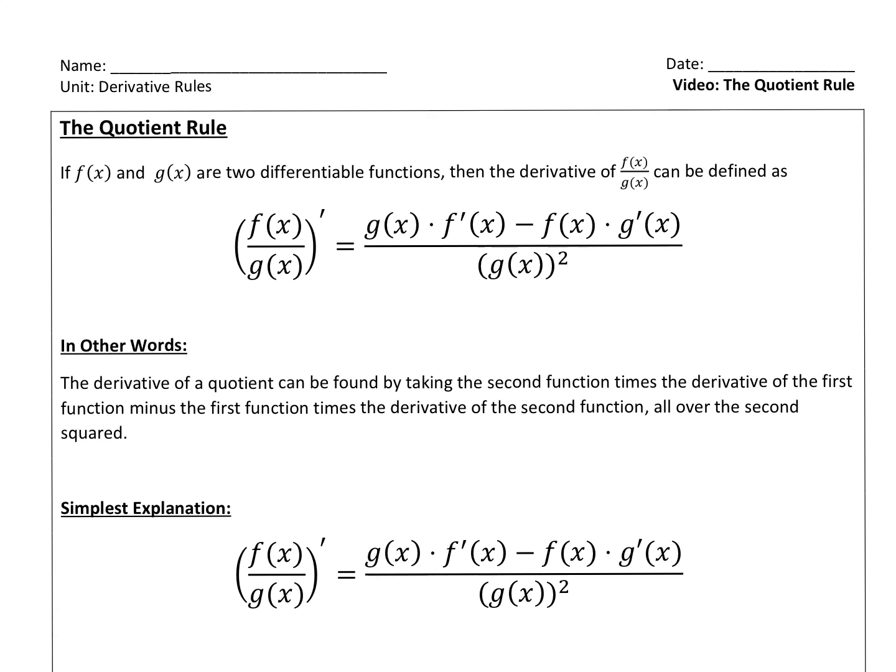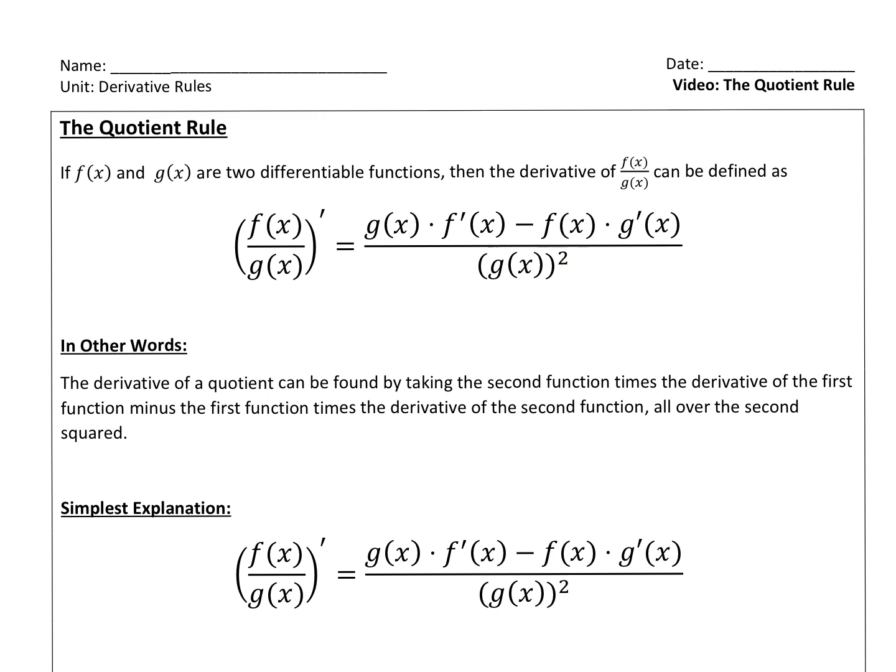Hi everyone. In today's lesson, we're going to talk about another type of differentiation rule called the quotient rule. So here's the definition. If f of x and g of x are two differentiable functions, then the derivative of f of x divided by g of x can be defined as such. So f of x divided by g of x prime means the derivative of this fraction is the bottom function, g of x, times the derivative of the top function, minus the top function times the derivative of the bottom function, all over the bottom function squared.